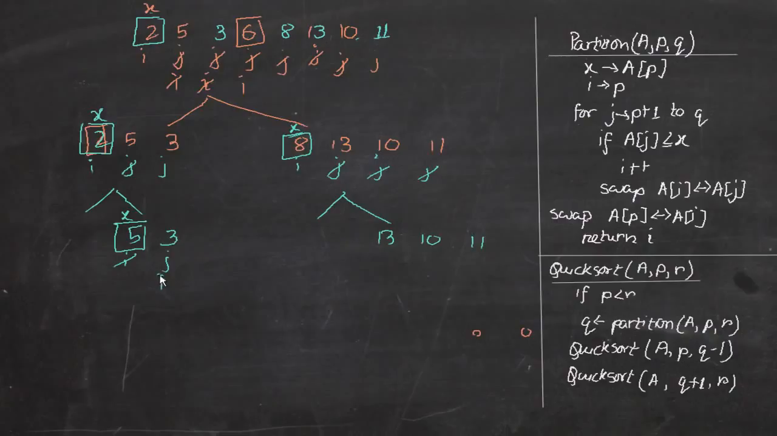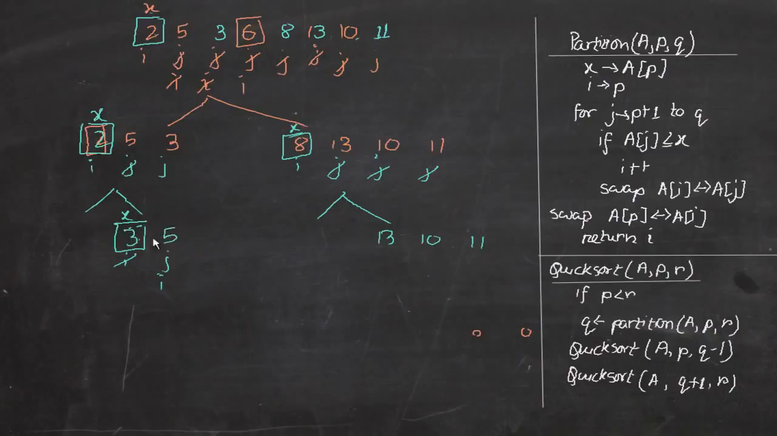Well, AI and AJ are the same thing, so we don't need to swap it. But we do have to swap AP and AI. So we get, what do we get? 3 and 5. So let's swap. Here it becomes 3, here it becomes 5.